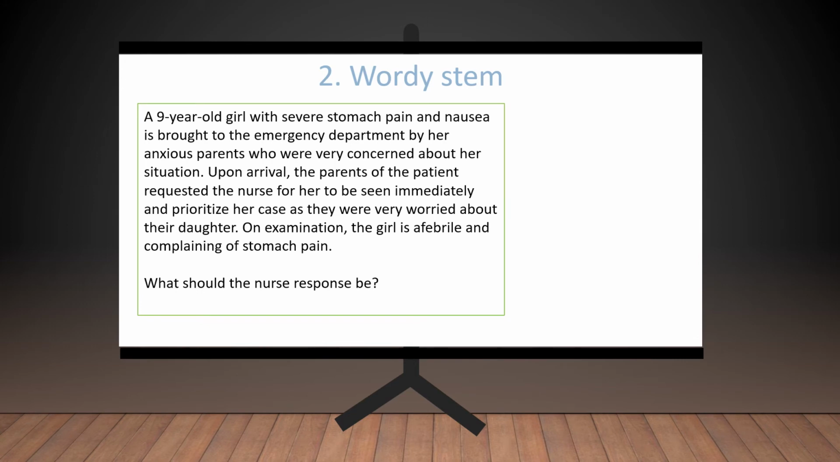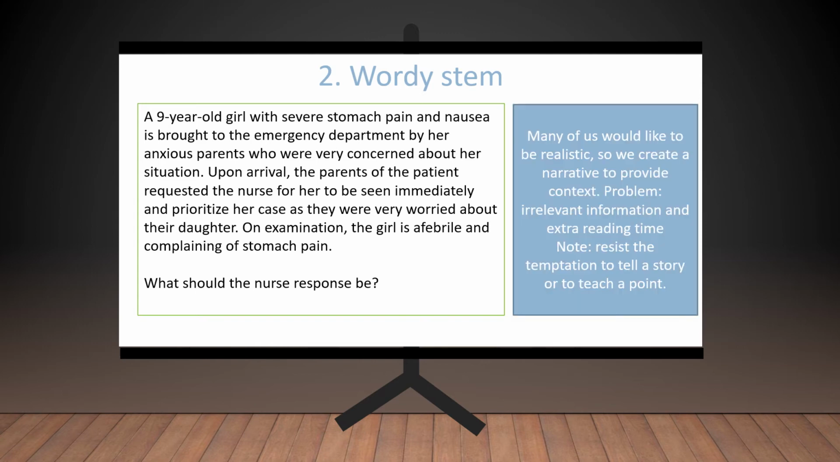Number 2. Wordy stem. Take a moment to look at the provided example and try to notice the amount of unnecessary details and emotions that are included. This tends to happen because many of us would like to be very realistic, so we create a narrative to provide context. The problem with this strategy is that irrelevant information and extra reading time will be required. Try to resist the temptation to tell a story or to teach a point in the items. To improve this kind of item, chop off the unnecessary details.